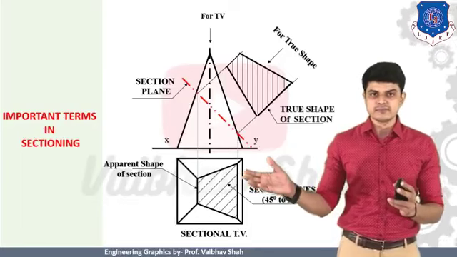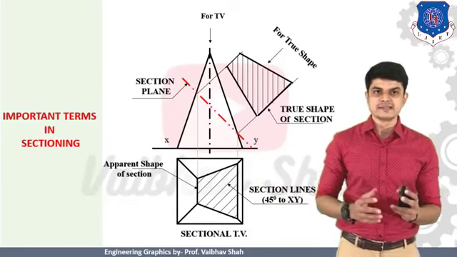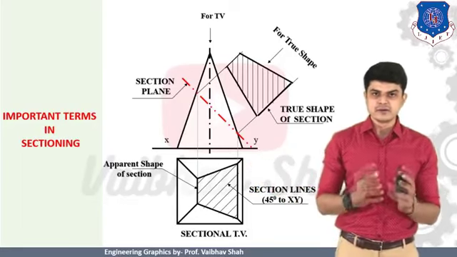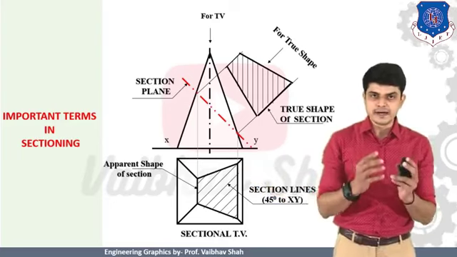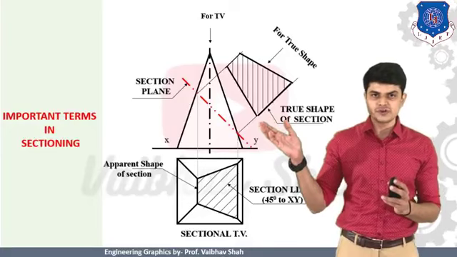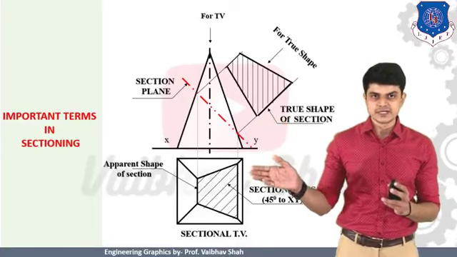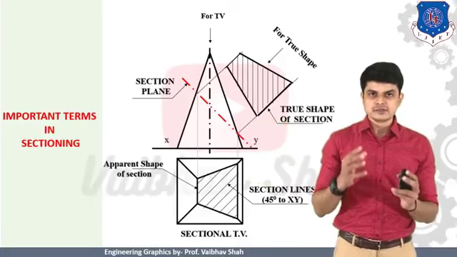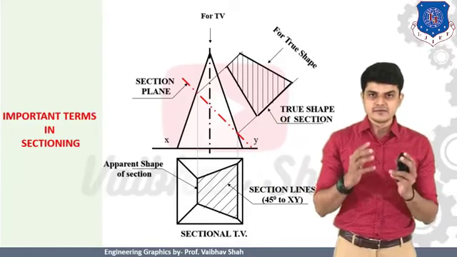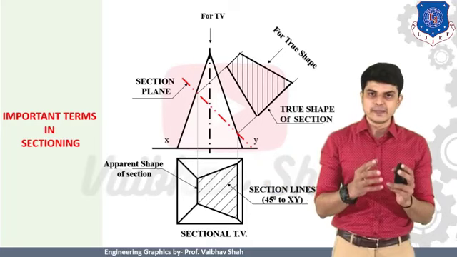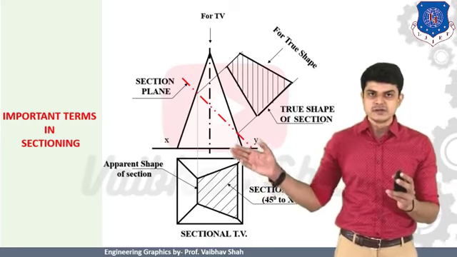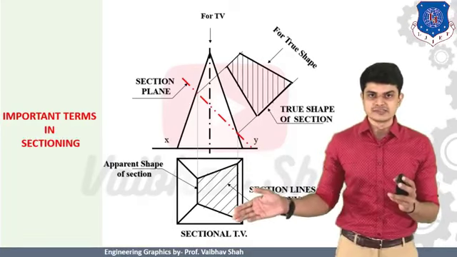So this particular portion is known as your section plane, or it is also known as the apparent shape of the section. So this was first your cutting line, and this was the apparent section. Now after that, the portion is cut from the figure. So we should highlight the remaining portion, and the remaining portion after cutting the object is known as the sectional top view.